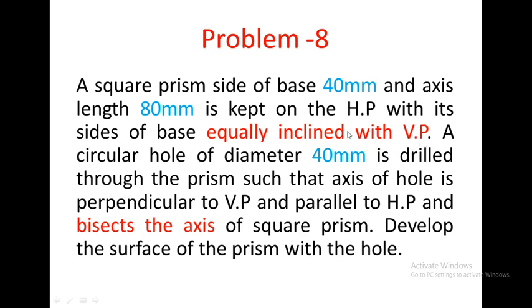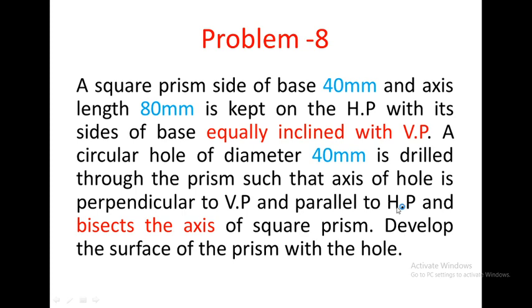Now since the square prism is a vertical square prism, the top view will be a square of side 40 mm, whereas the front view will be a rectangle of height 80 mm. Also, since the sides are equally inclined with VP, the square will be in the form of a kite in the top view. Next statement is given as: a circular hole of diameter 40 mm is drilled through the prism such that the axis of the hole is perpendicular to VP and parallel to HP.